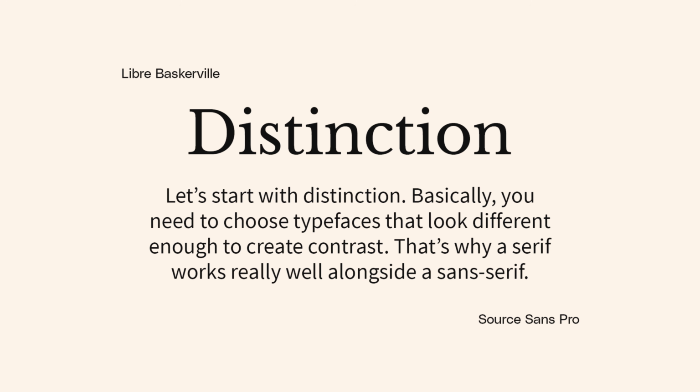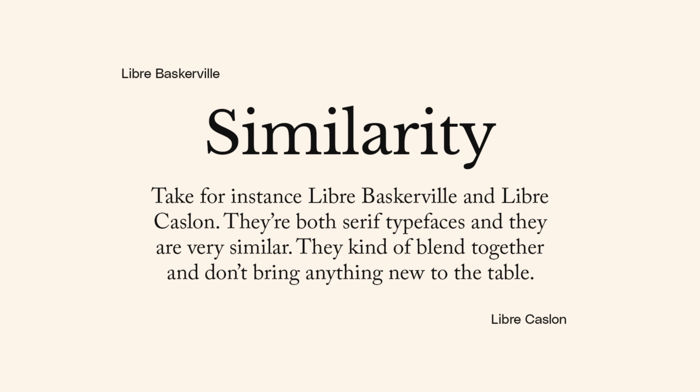Take a look at this pairing. We're using Libre Baskerville for the large type and Source Sans Pro for the body text. These are different enough so that we have a clear contrast between them. Something we should not do is pair typefaces that are too similar. They will just end up competing with one another and they won't add any variety. Take, for instance, Libre Baskerville and Libre Caslon. They're both serif typefaces and they are very similar. They kind of blend together and don't bring anything new to the table.